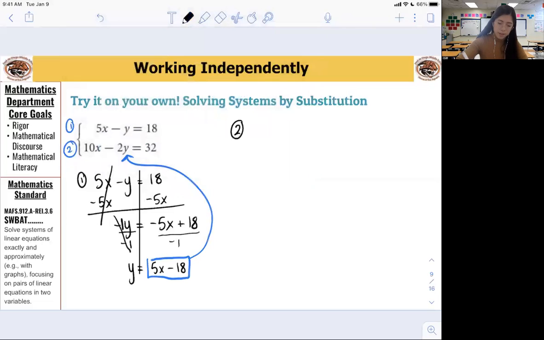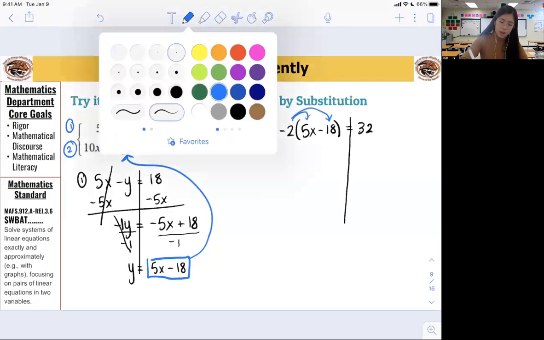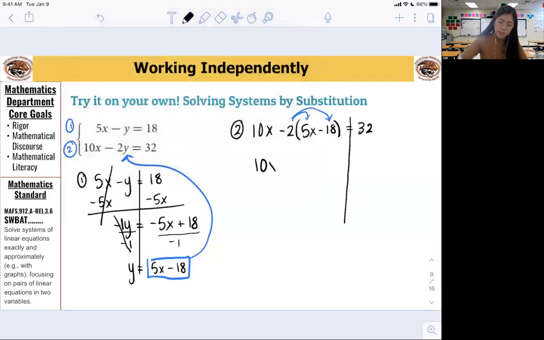Okay, so let's go ahead. So equation number 2: 10x minus 2 times (5x minus 18) equals 32. Awesome. I have my equation. I'm going to distribute. I would end up with 10x, and negative 2 times positive 5 is? Negative 10x. Now plus 36 equals 32.